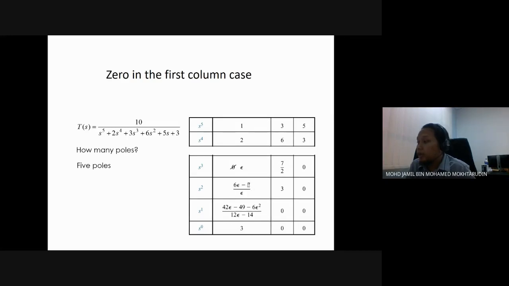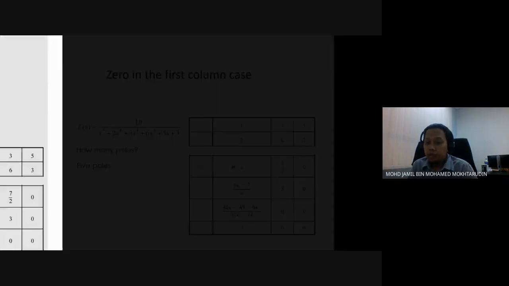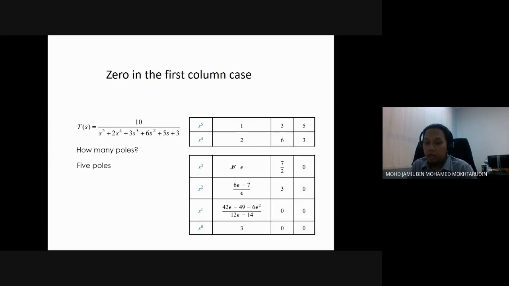So you get these terms here. Okay, and then here 3 you get from 2, epsilon, 3, and 0 divided by epsilon. So you get 3 only. And then here you get from 2, epsilon, 0, and 0, so you get 0. And then for the subsequent rows, you just calculate as usual. But now your box has epsilon in it, so the values in the first column will be in terms of epsilon. And then after you calculate, you can determine the stability.